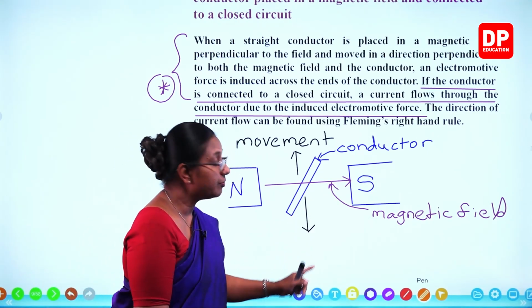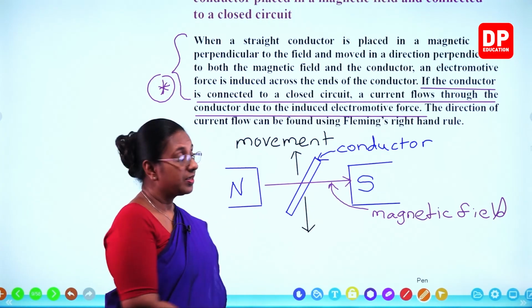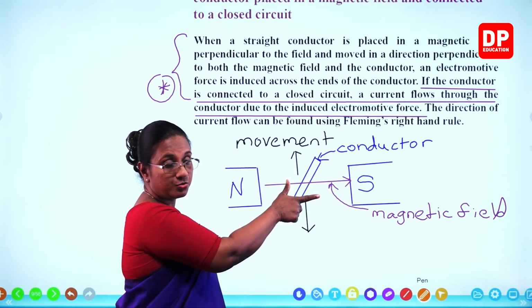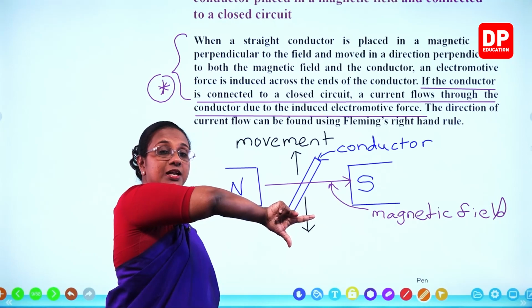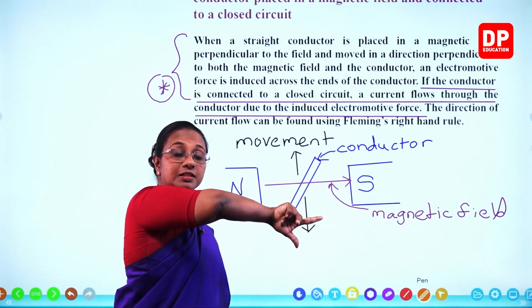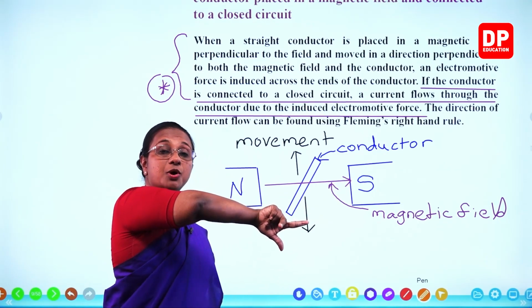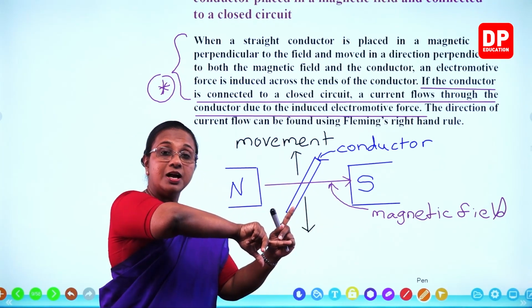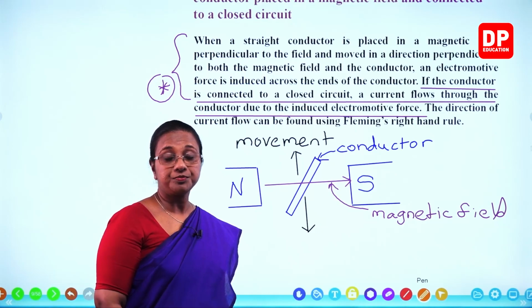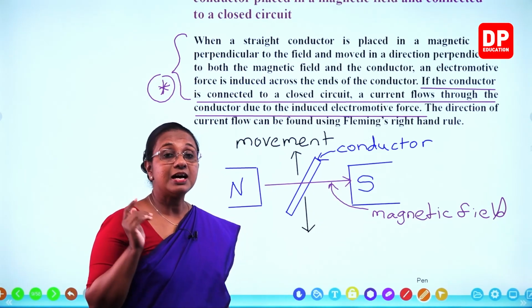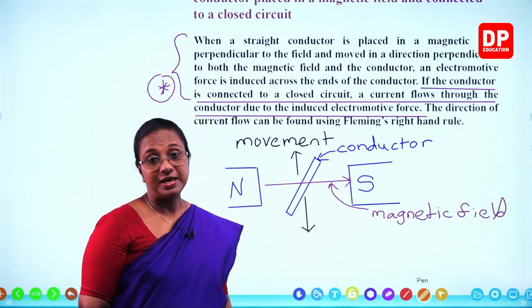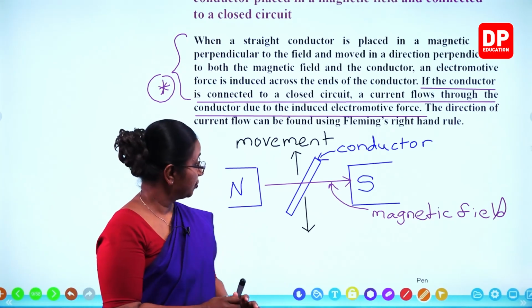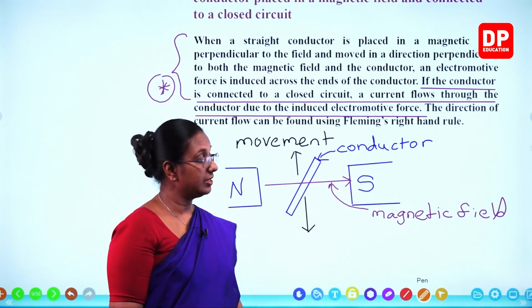Now let's say the movement is downwards, still the magnetic field is this way, movement has to be down. So the second finger is pointed towards you. That means the current is flowing out of the board. Is that clear? That is how we use Fleming's right-hand rule. So with that, students, I'll move on to the next slide.